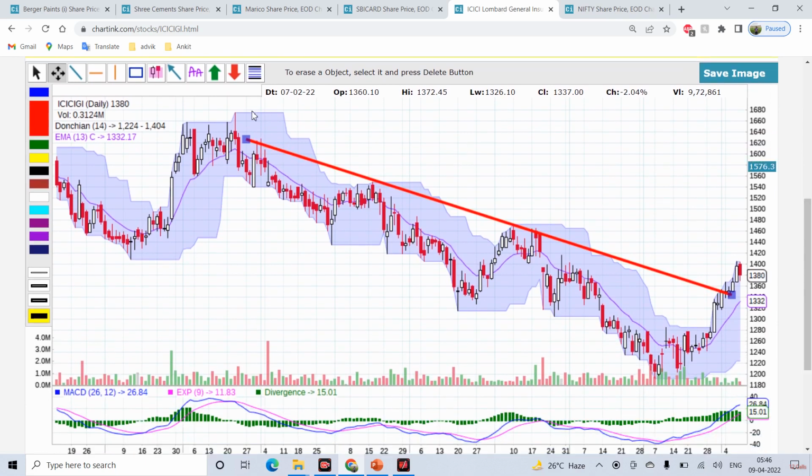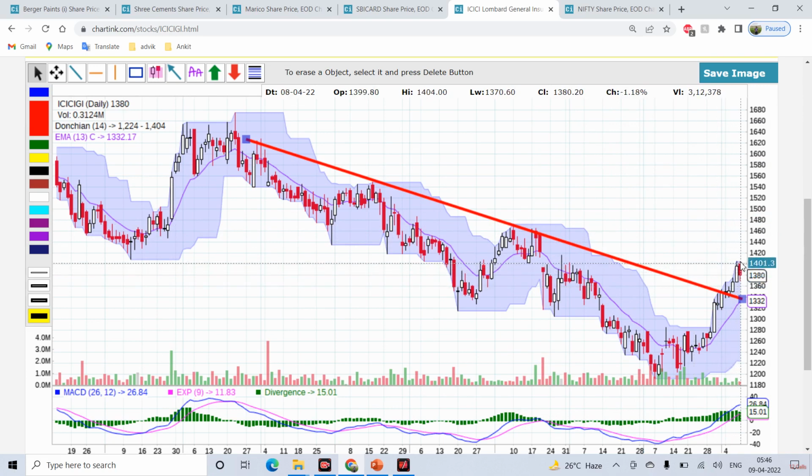Another example, ICICI Lombard. We see here a clear trend line, and at this point of time it broke the trend and started going high. So somewhere around here 1330, or when the trend line comes down to this point, that also comes to be 1330. So somewhere around 1330 or 1320 it becomes a buy with 2-3% stop loss, and then we can see a target of 1400 and then 1450. So these are the targets it looks like.